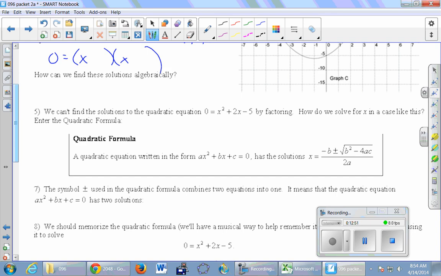Enter the quadratic formula. So here it is, something I think many of you have seen already. A quadratic equation written in the form ax squared plus bx plus c equals 0 has the solutions, and then there's that formula. x equals -b plus or minus the square root of b squared minus 4ac, all over 2a. Show of hands if you've seen that formula before. Fantastic. Keep your hands raised if you think you've already got that formula memorized. Anybody feel like they have it?